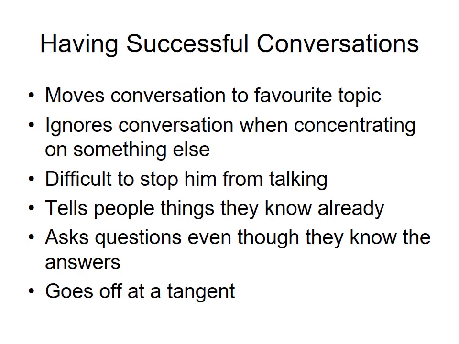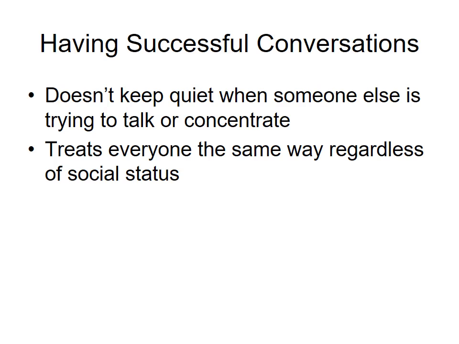You may find that your child moves conversations to their favourite topic, ignores conversation when concentrating on something else. It can be difficult to stop him from talking. He may tell people things they know already, or ask a question even though they know the answer. He may go off at a tangent. Your child may not keep quiet when someone else is trying to talk or concentrate, and treat everyone the same way, regardless of who they are.